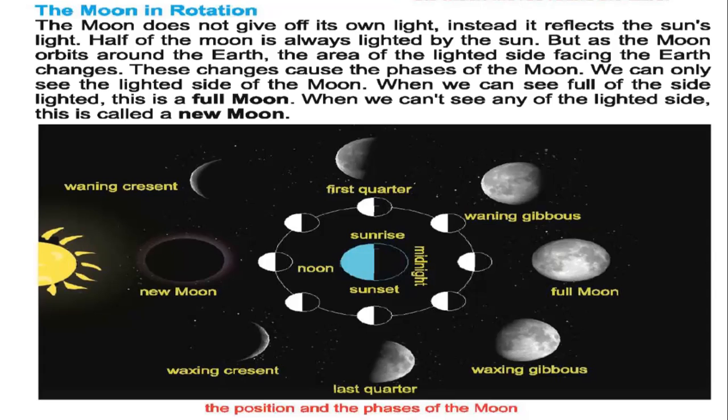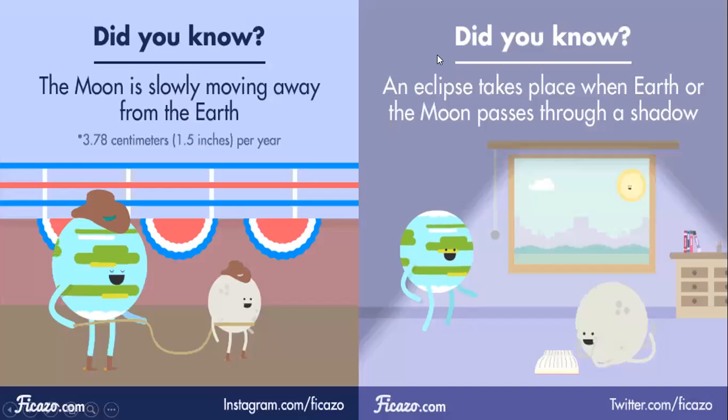So the phases of the moon are given here. If I start with the full moon, then after the full moon we get waxing gibbous, then the last quarter, then the waxing crescent, then the new moon, then the waning crescent, then the first quarter, and then the waning gibbous, and after that the full moon. The position and the phases of the moon are shown here, on this page taken from your textbook. So you will find this in your textbook also. So we learned about the phases of the moon.